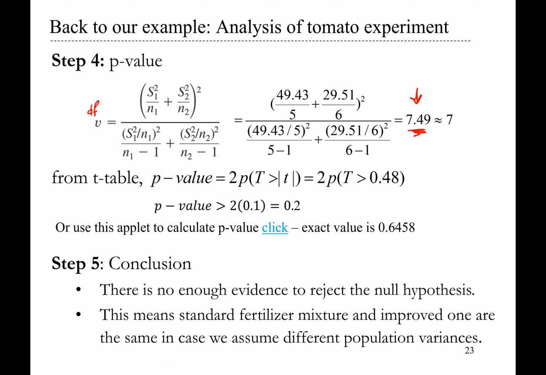So always round it down, because it is safer to work with a smaller degree of freedom. And then I need to get the p-value. Let's use the applet one more time.